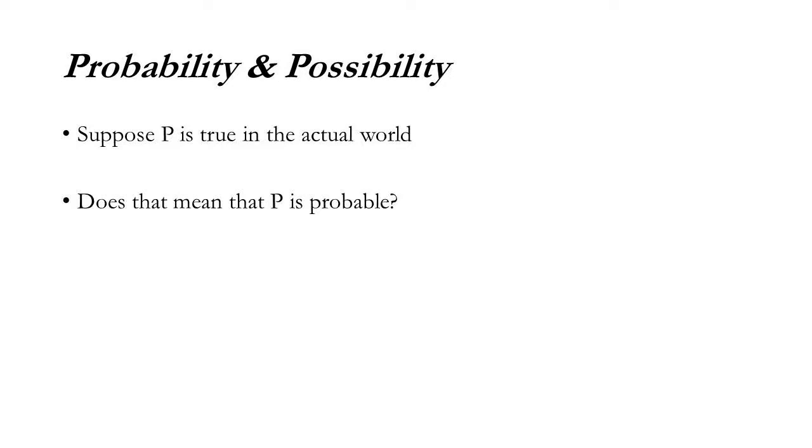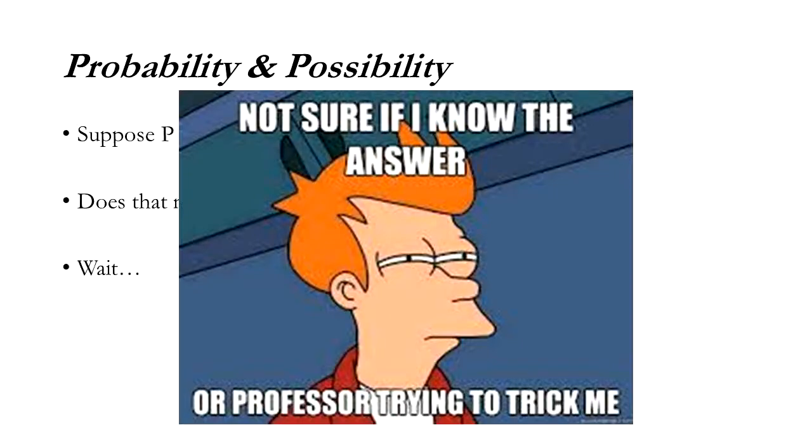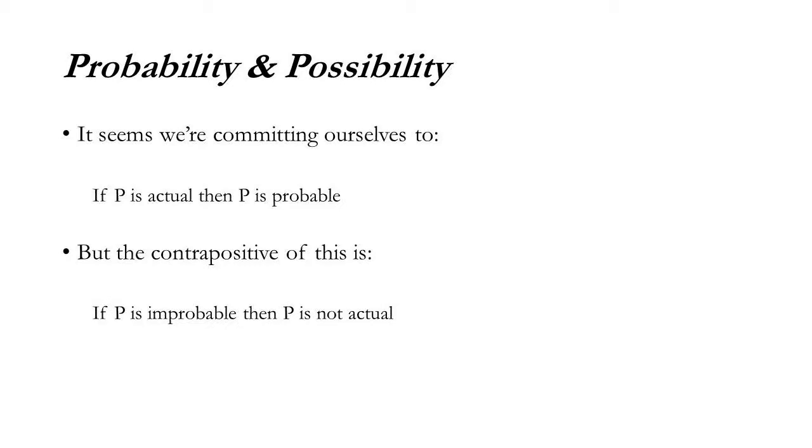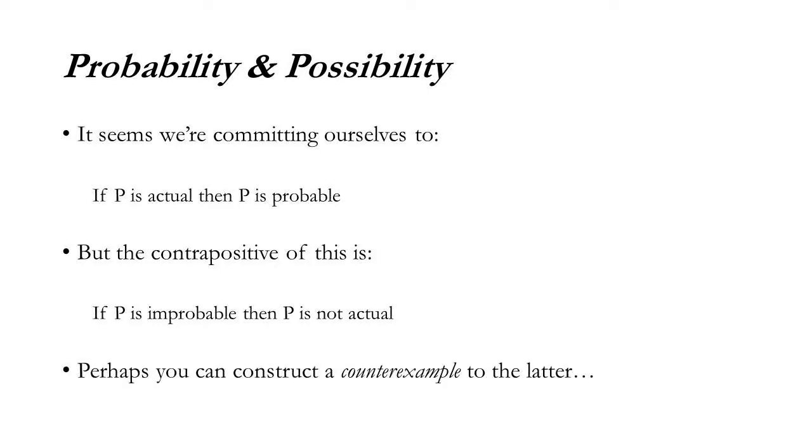Now, suppose P is true in the actual world. Cool. Does that mean that P is probable? I mean, doesn't it? Right? It happened. Of course it's probable. But wait. If we say if P is actual, then P is probable, we're committed to this. But if we use our contraposition test, then we're also committed to if P is improbable, then P is not actual. Now, I think it'd be worthwhile for you to spend a moment to try to construct a counterexample to this before moving on. Just think about it. If something is improbable, does that mean it can't happen?